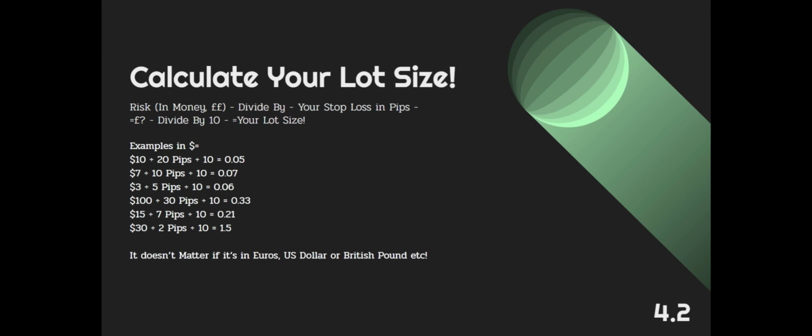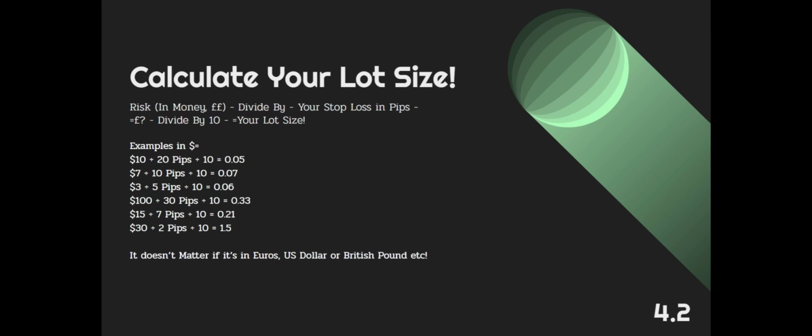$7 divided by 10 pips, divided by 10, is 0.07. Then if we look at the bottom one, $30 divided by 2 pips, divided by 10, will equal 1.5 lot size. And if we divide $100 by 30 pips, divided by 10, that will equal 0.33.